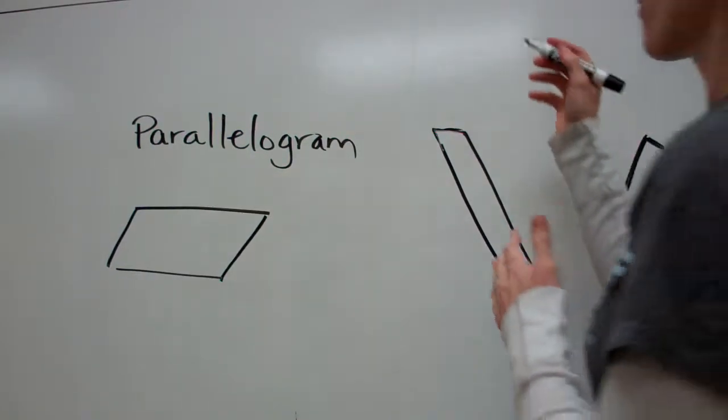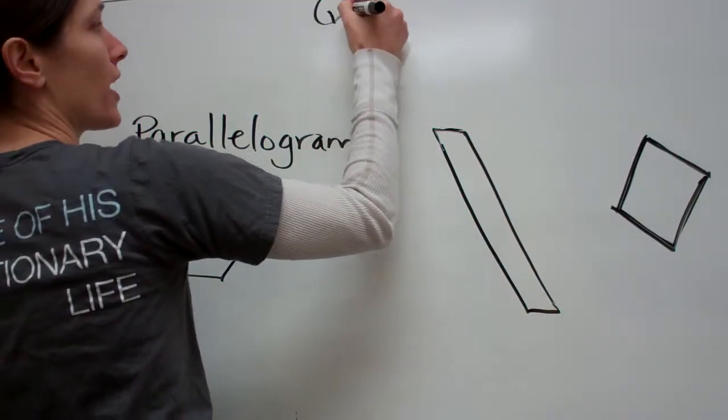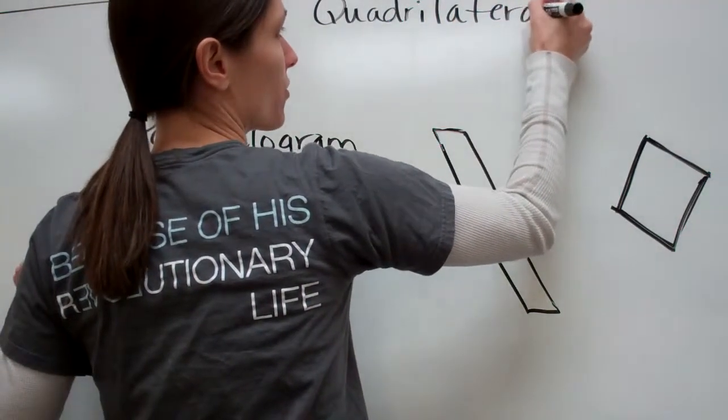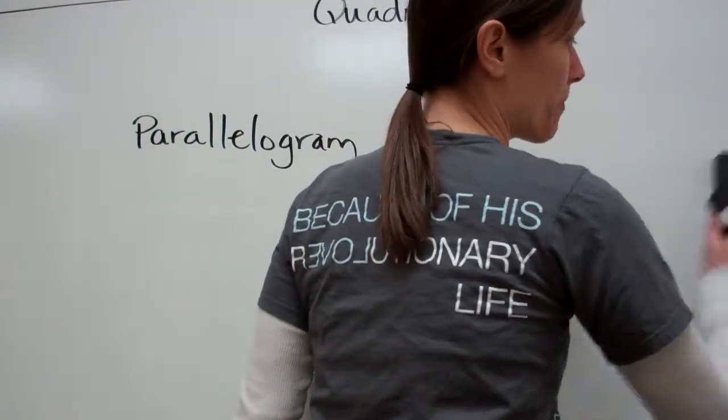Parallel. Okay. And what are we talking about? What was the big word? Quadrilaterals. Hopefully I spelled that right. Remember, this is not spelling class. Okay. Now, so we've learned about parallelograms.